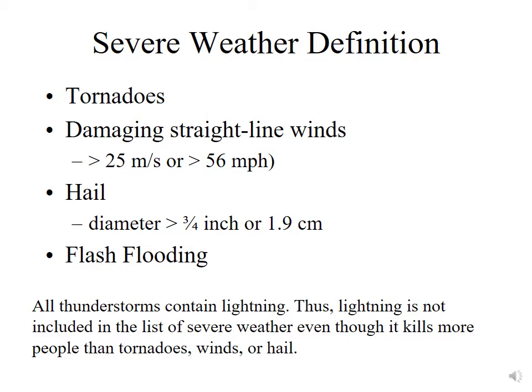And interestingly enough, all thunderstorms contain lightning by definition. Thus, lightning is not included in the list of severe weather, even though lightning happens to kill more people each year than tornadoes, winds, or hail. So you just have to assume that all thunderstorms are dangerous when it comes to lightning, and you should take precautions. And we'll go over those precautions when we start talking about thunderstorm hazards in Chapter 15.